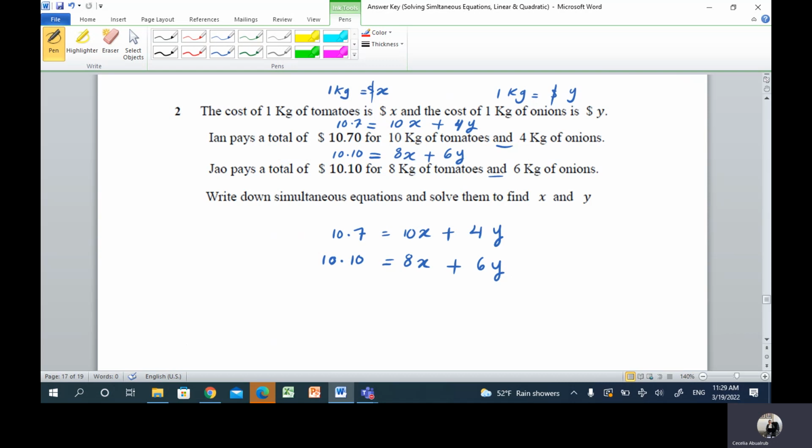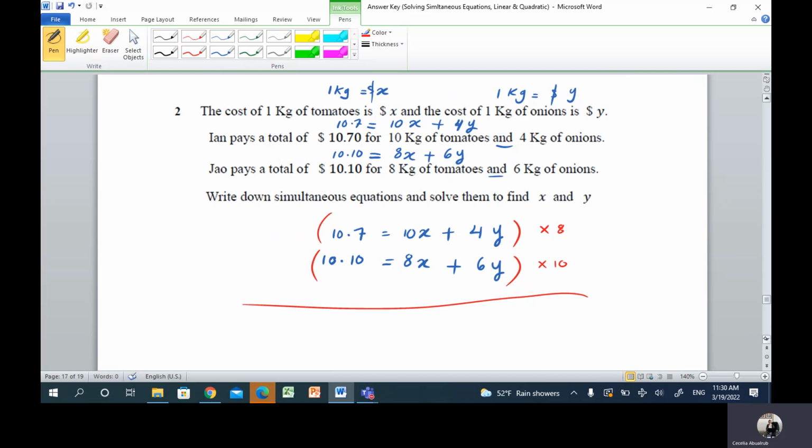We need to make one of them with the exact same coefficient in order to eliminate it or to get rid of it. So I'm going to decide to get rid of the x. So I will multiply this one by 8. And I will multiply the second one by 10.